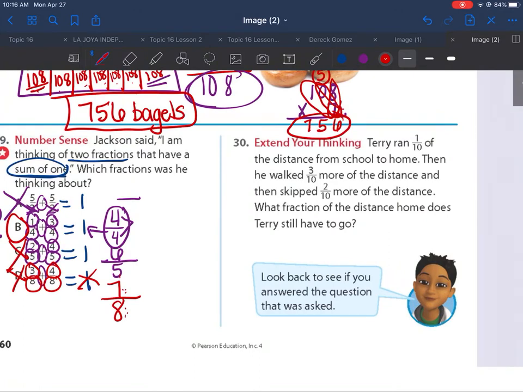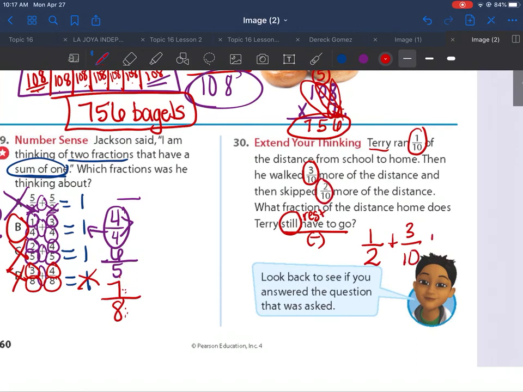Number 30. Terry ran 1/10 of the distance from school to home. Then he walked 3/10 more of the distance and then skipped 2/10 more of the distance. What fraction of the distance home did Terry still have to go? Still means the rest. When we have the rest, we're going to have to subtract. So let's go ahead and think. Terry runs 1/10.